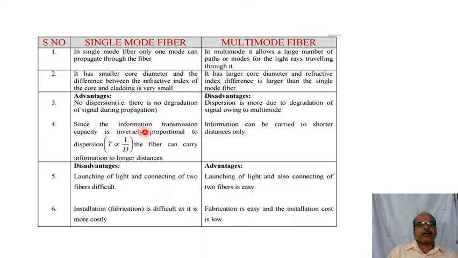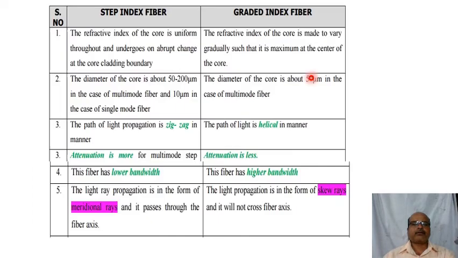Advantage of single mode: no dispersion. In multimode, dispersion is more due to degradation of the signal owing to the multiple modes. The information transmission capacity is inversely proportional to the dispersion. The single mode fiber can carry information to longer distances, but the multimode can carry information for shorter distances. Disadvantages of single mode: launching of light and connecting optical fiber is difficult. In multimode, launching of light and connecting optical fiber is easy. Installation is difficult and its cost is high, whereas in multimode the installation cost is low. So this is the difference. If you are asked to give the difference between single mode and multimode fiber, you have to give this answer.